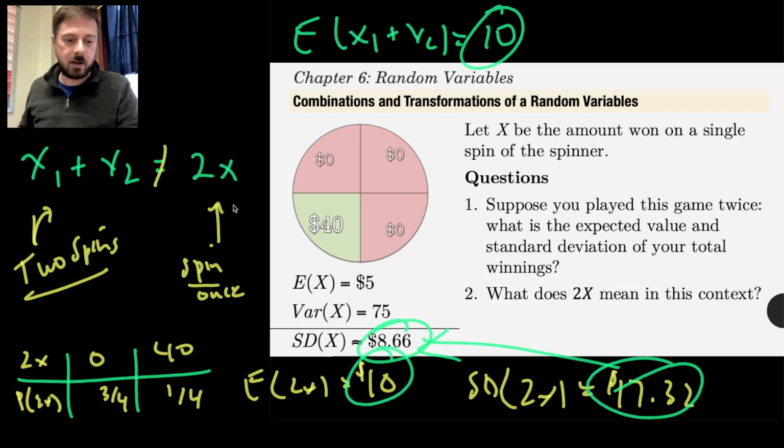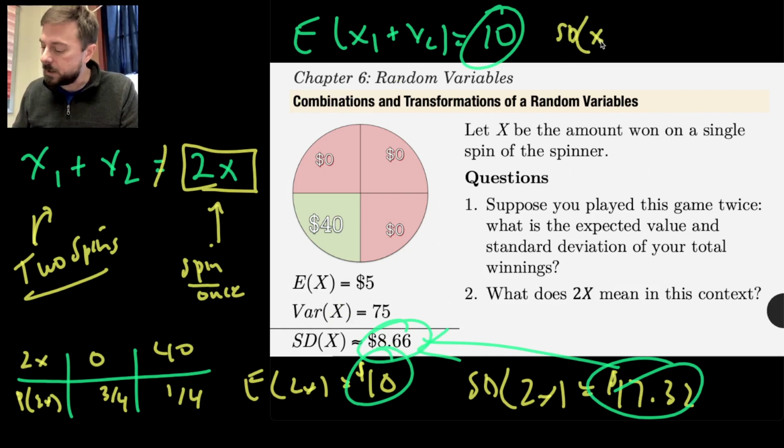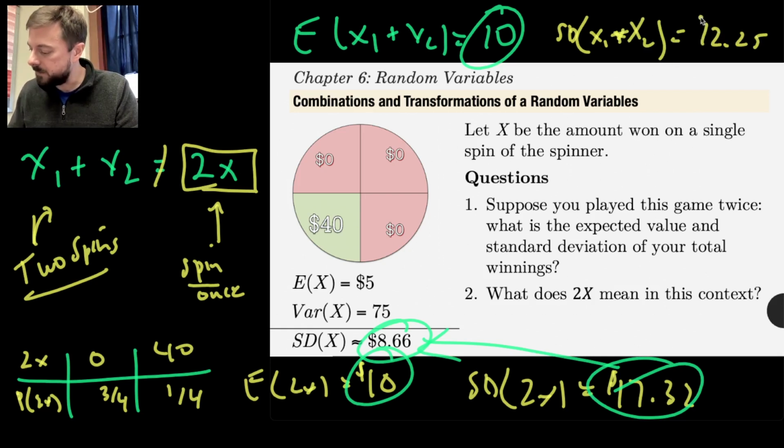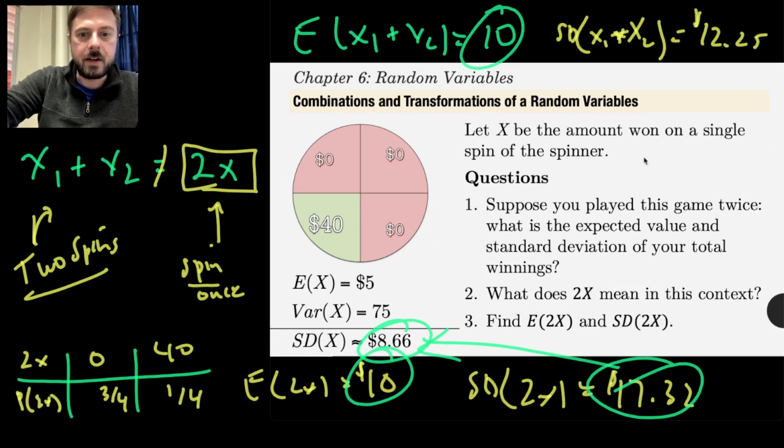We learned this earlier in our course, and so we see the same thing here again when it comes to combining random variables. The standard deviation of 2x is going to be double the standard deviation of x. But it's not the same thing as the standard deviation of x1 plus x2, because there you're going to add the variances, and there we got $12.25 and stuff like that. Okay, so very nice. Does that make sense? All right, so let's try a couple of additional practice questions on this same idea.